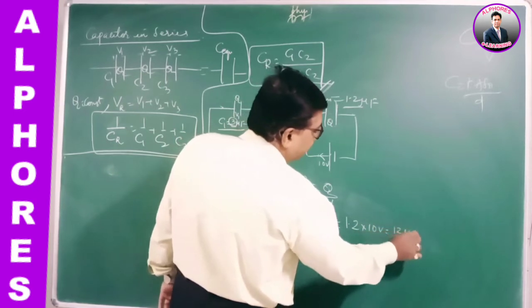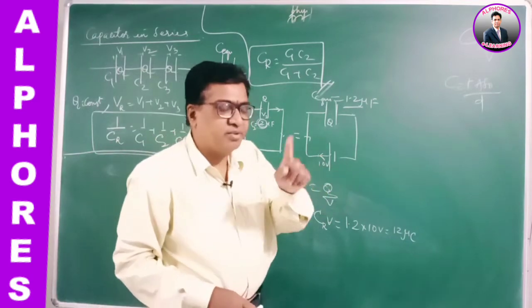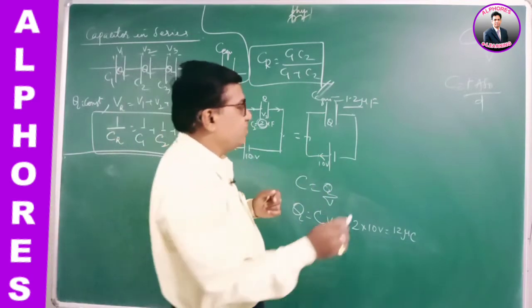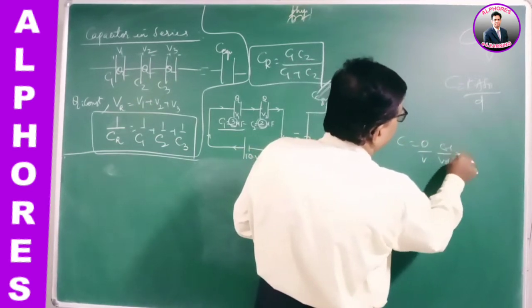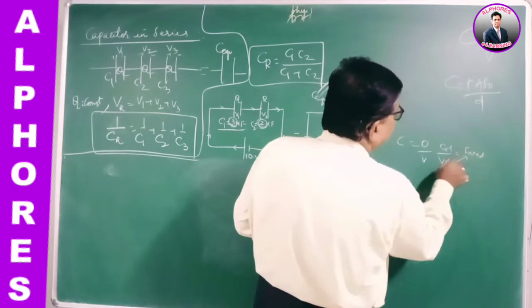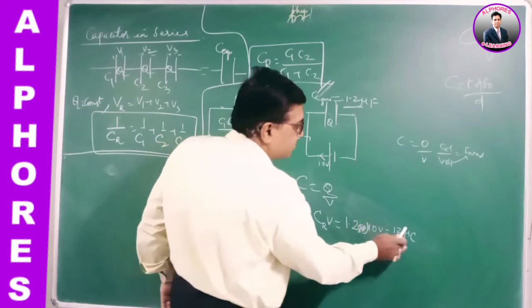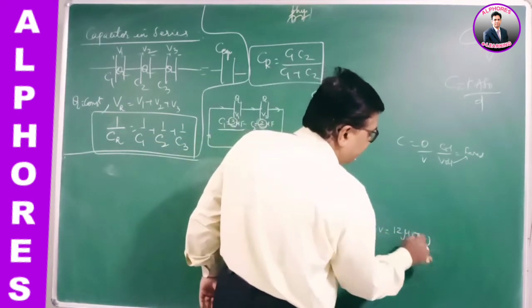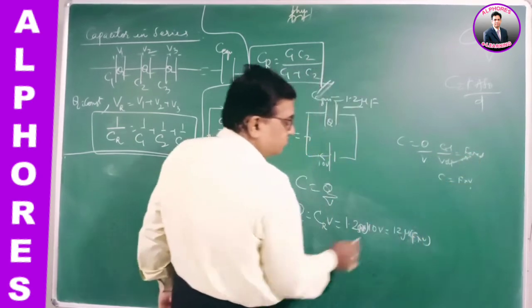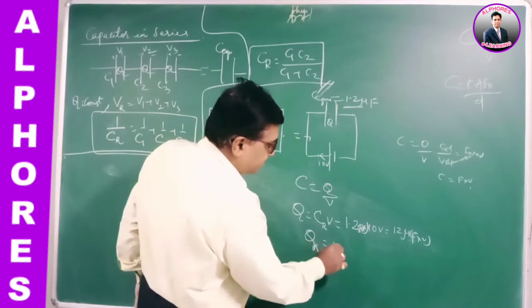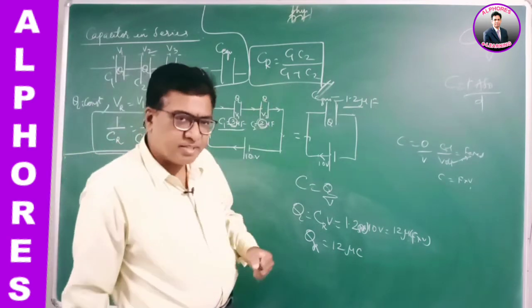It's 12 microcoulombs. It's microfarad into volt. Farad into volt is coulomb, because, as I was telling you about the unit, C is equal to Q by V. Coulomb per volt is farad, so farad into volt is coulomb. So it's 12 microfarad into volt, which is 12 microcoulombs. So the total charge is 12 microcoulombs, the total charge drawn from it.